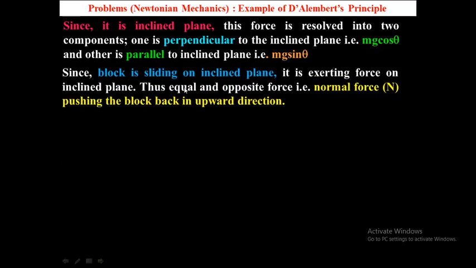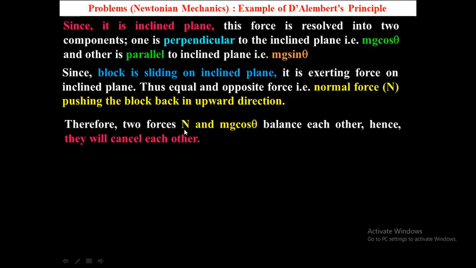Now since the block is sliding on an inclined plane, it exerts a force on the inclined plane. Thus an equal and opposite force, the normal force, pushes the block back in the upward direction, as we have seen in the diagram. Therefore these two forces, the normal force and mg cos theta, balance each other and cancel, so only the mg sin theta component of force will remain.